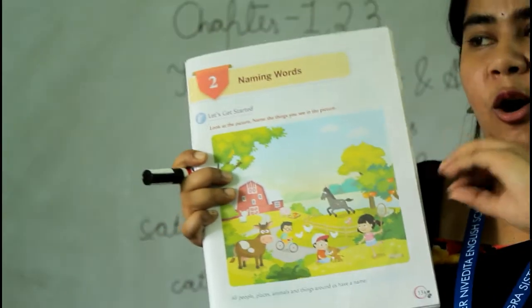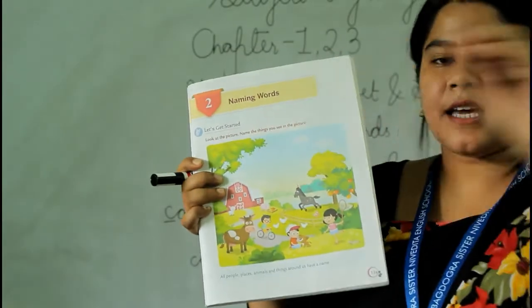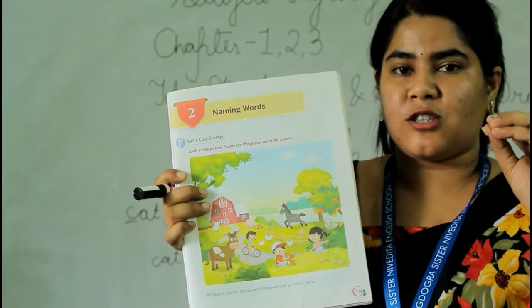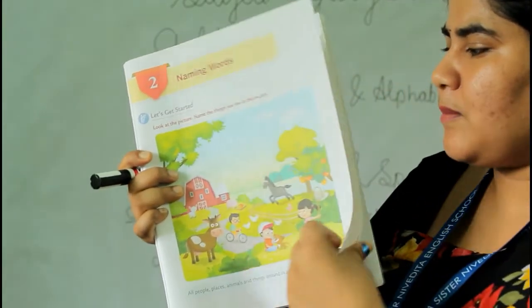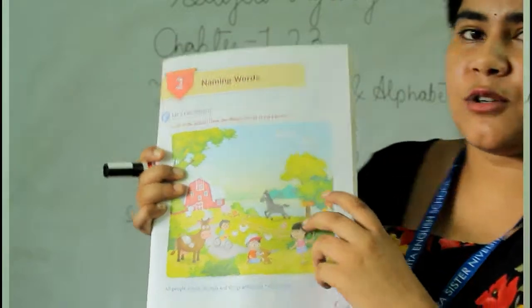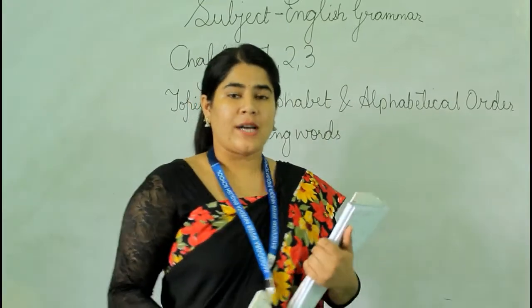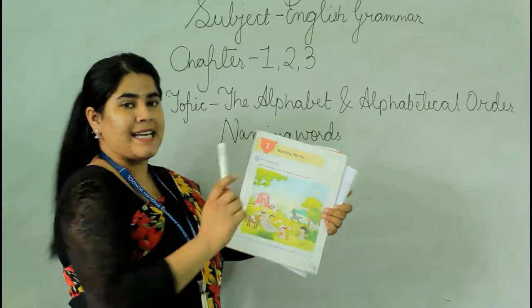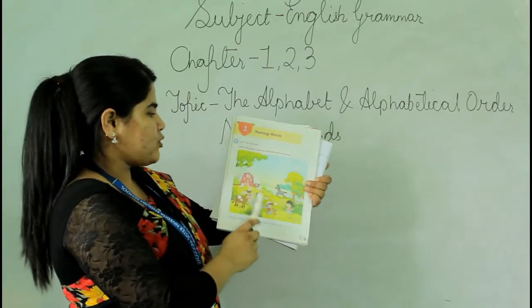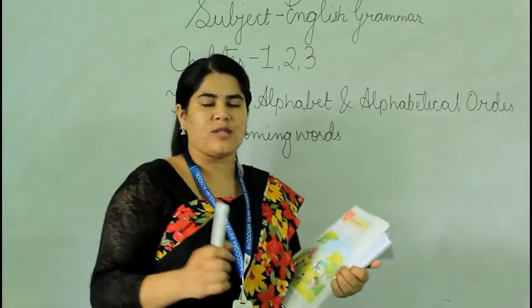As I told you, all the things that we see around us have some name, and that's what is called a noun. Okay. So you have to name the picture over here. Okay dear students, just have a look at the board. We are going to do this one. Let's get started. You have to look at the picture and name the things you see in the picture.